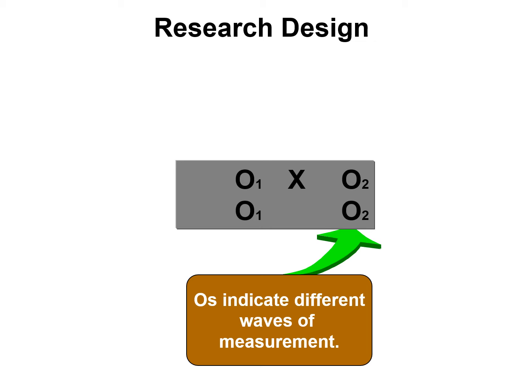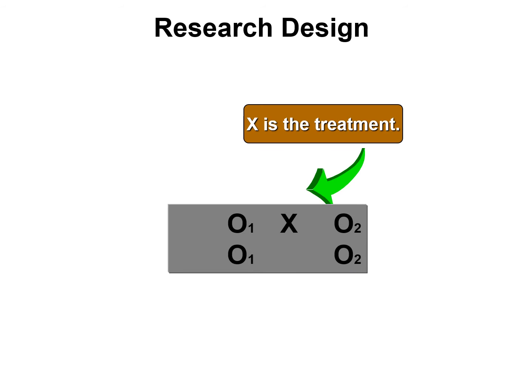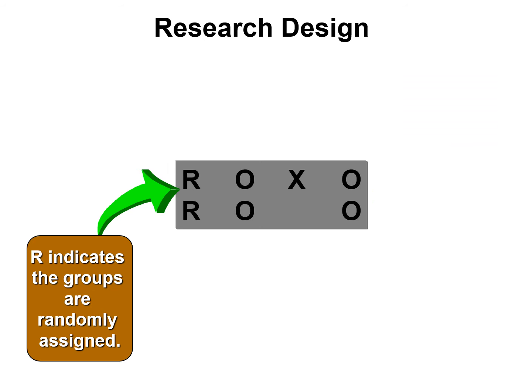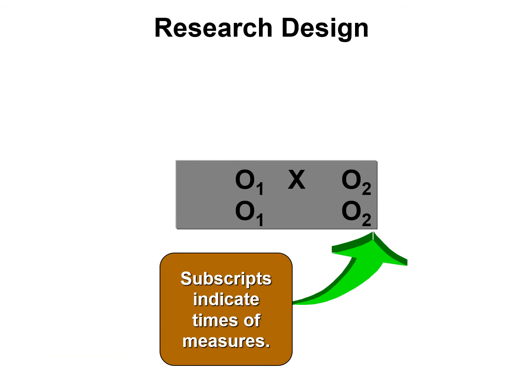So again, the O's indicate different waves of measurement with that subscript. So O1 is our first measure and O2 is our second measure. X is our treatment and it's only occurring in that first group. Each line represents groups, therefore there are 2 groups, 1 line for each of the groups. And if I was using random assignment, I would note that here. So R, if I put it in, would indicate the groups are randomly assigned. If you don't see an R, generally speaking, you might put an N for non-random, but a lot of times this will be just left blank when we're making this kind of notation.